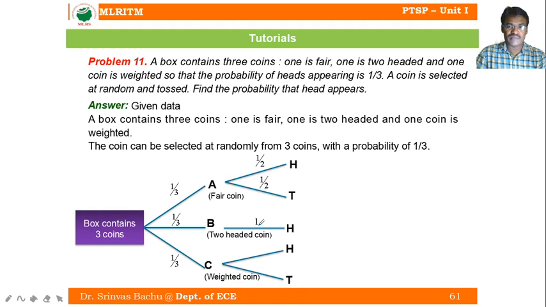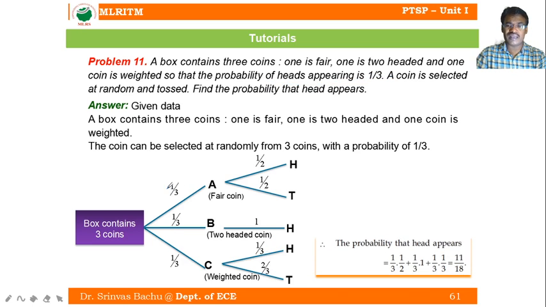And the weighted coin. It has head and tail. Here it is mentioned that one coin is weighted, so that the probability of head appearing is 1 by 3. They gave head probability 1 by 3 for the weighted coin. Let us assume this is success, P equal to 1 by 3. Now what is failure? Q equal to 1 minus success, so 1 minus 1 by 3. Simplify this, we get 2 by 3. That is the failure probability, the tail probability, 2 by 3.